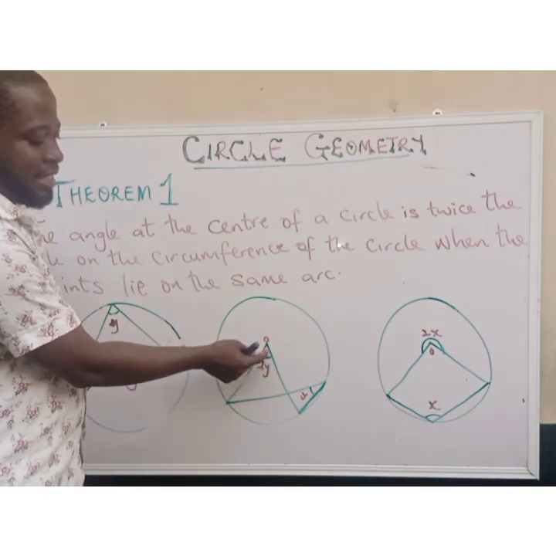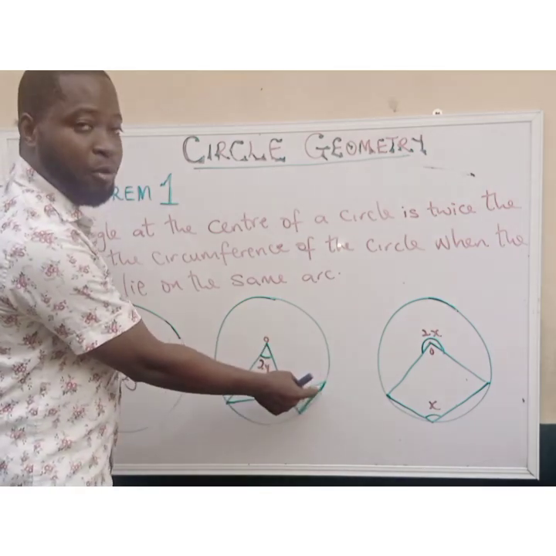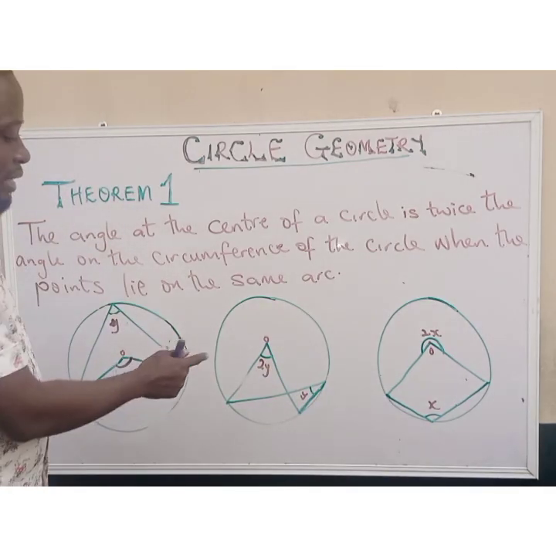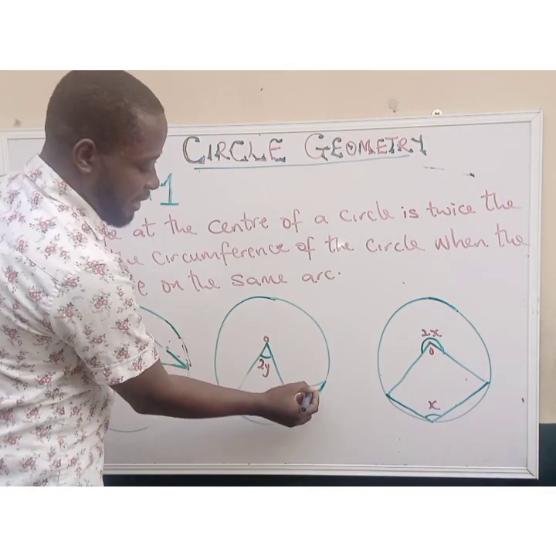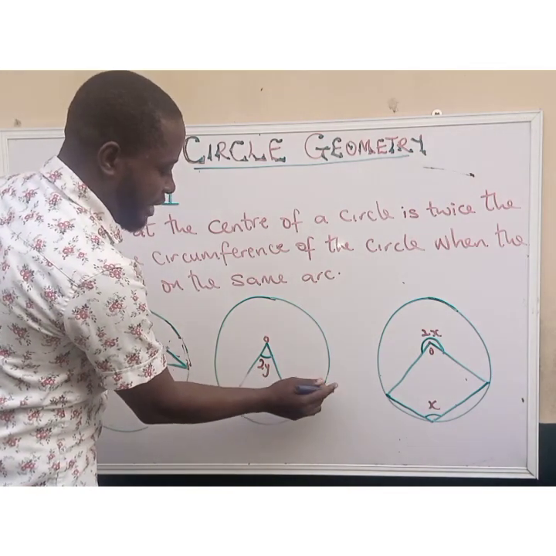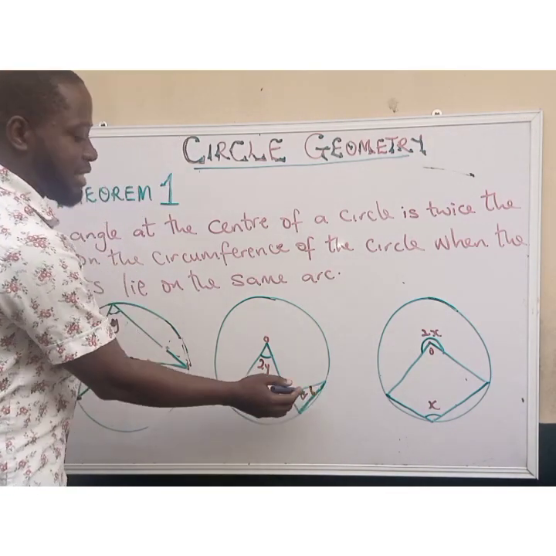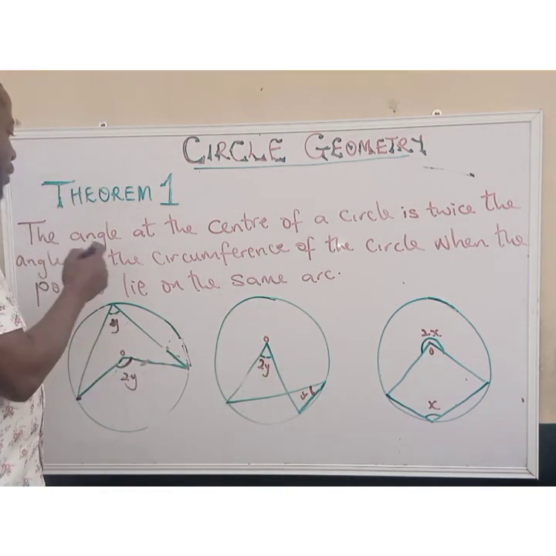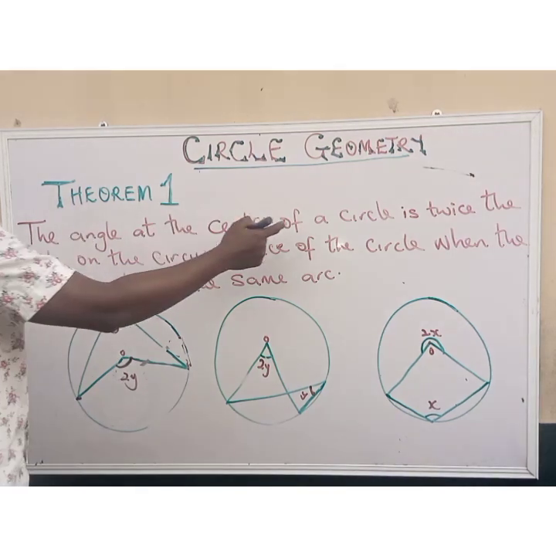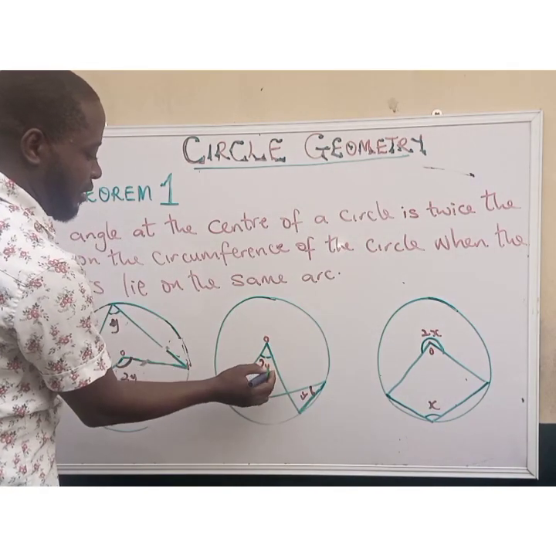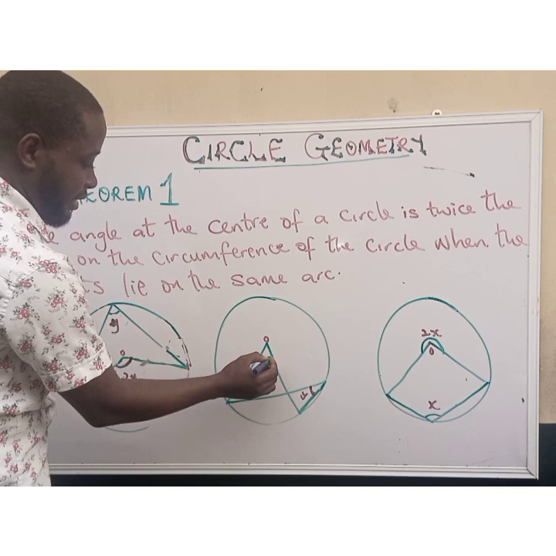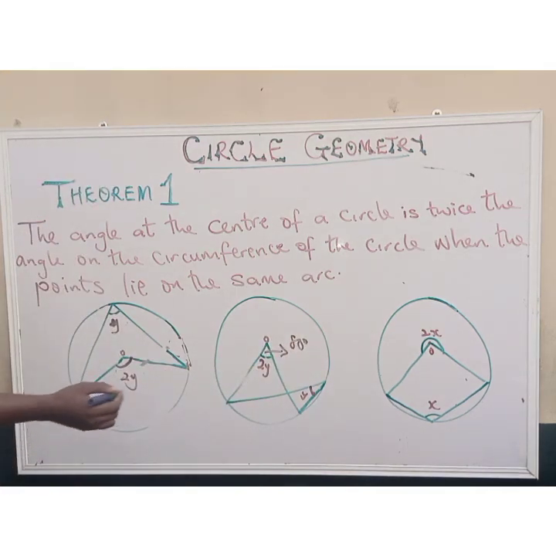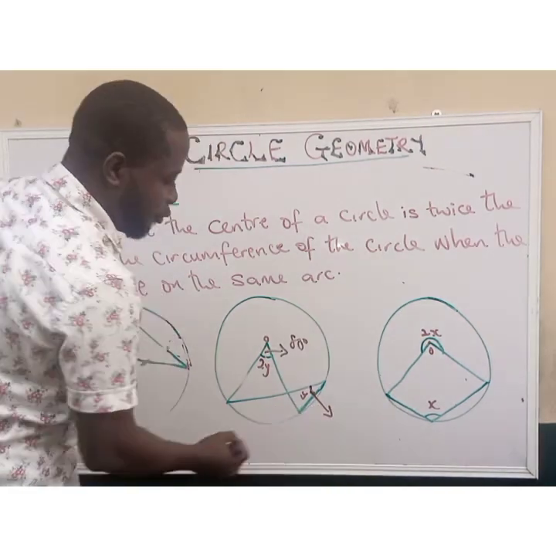The angle at the center is twice the angle at the circumference. So in this situation, this is the circumference. This is the angle that touches the circumference. So this angle is half of the angle at the center. So when you apply this, the angle at the center of the circle is twice. So if this is 80 degrees, then angle y will be what?